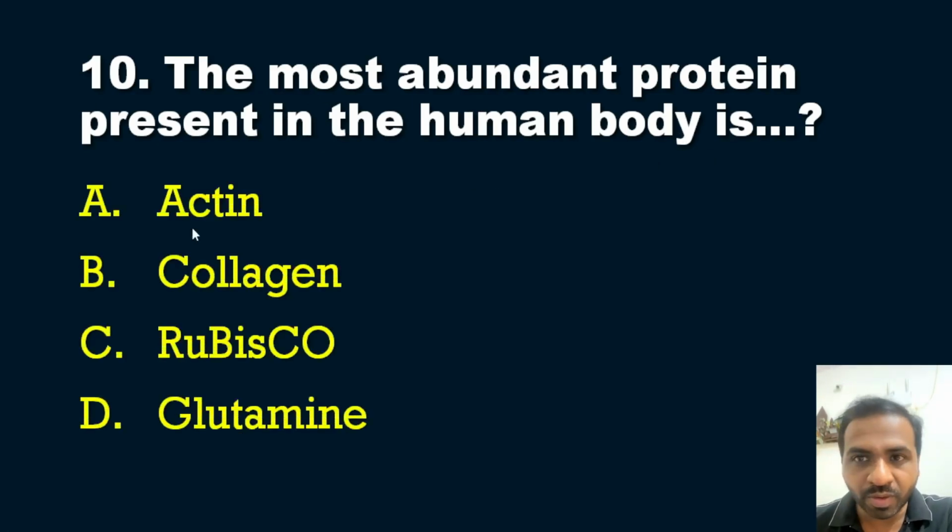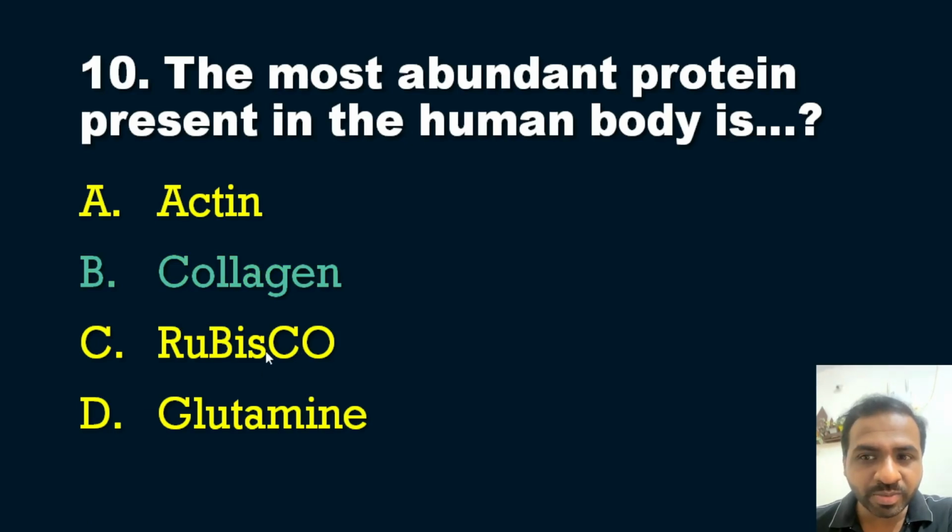So the options for you are option A, actin, option B, collagen, option C, rubisco, and option D, glutamine. So what is the answer? Which is the most abundant protein in a human body? So the answer is collagen. Collagen is the most abundant protein in the human body.